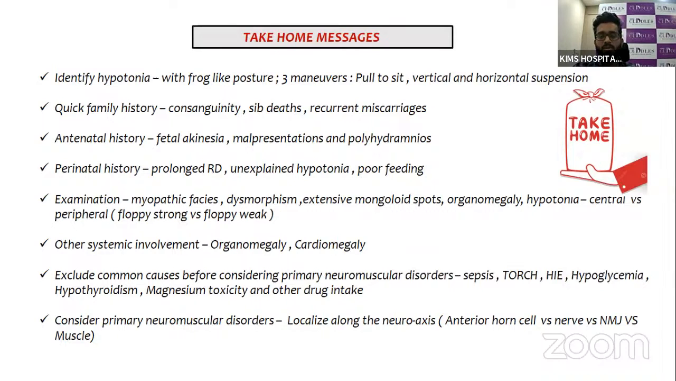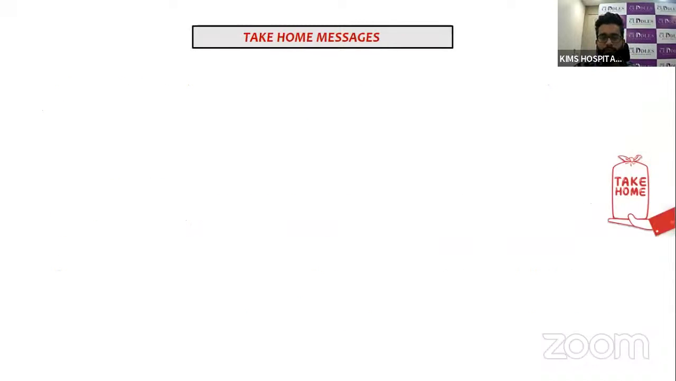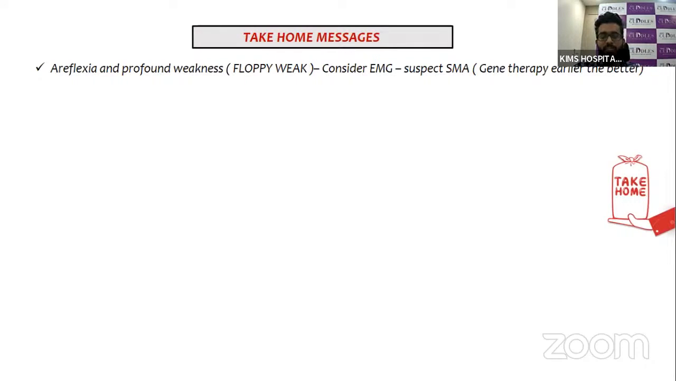Then after that, you have to localize along the neuroaxis. If I'm thinking about anterior horn cell onset, I'll probably see fasciculations. I'll probably think of decreased reflexes and abnormal NCV. I think of CMT. Then based on EMG findings, I'll think of maybe a myopathy, or if the CPK is raised, I'll think of congenital muscular dystrophy. So localizing along the neuroaxis after considering a neuromuscular disorder is very important. And with areflexia and profound weakness, that is floppy weak, you have to consider EMG to rule out whether it's a myopathic or a nerve process, because suspecting SMA is very important, because as I said earlier, the earlier the diagnosis, the better the outcome with gene therapy.